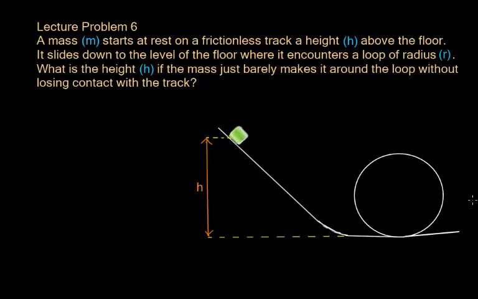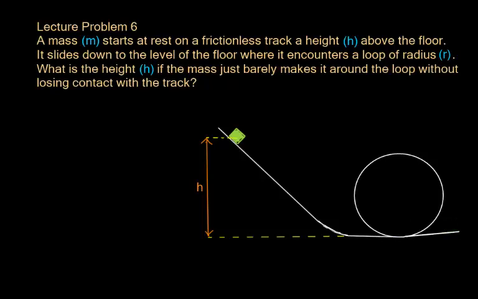Lecture problem 6. A mass m starts at rest on a frictionless track a height h above the floor. It slides down to the level of the floor where it encounters a loop of radius r. What is the height h if the mass just barely makes it around the loop without losing contact with the track?